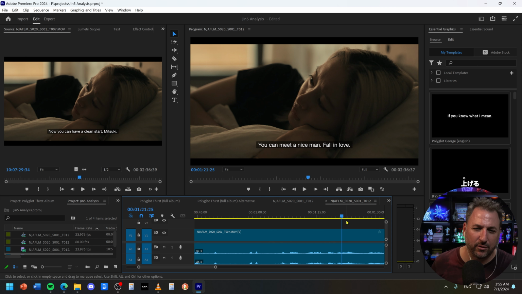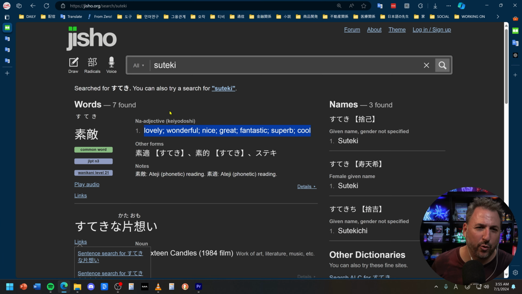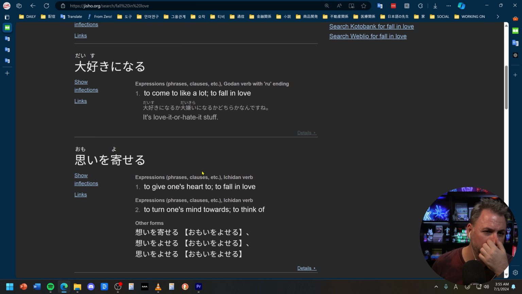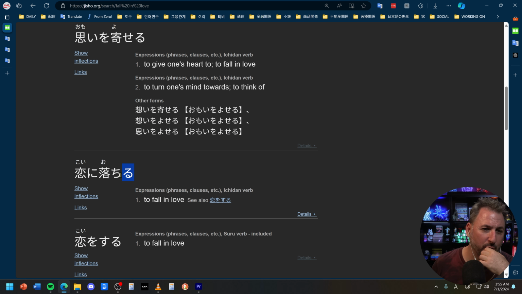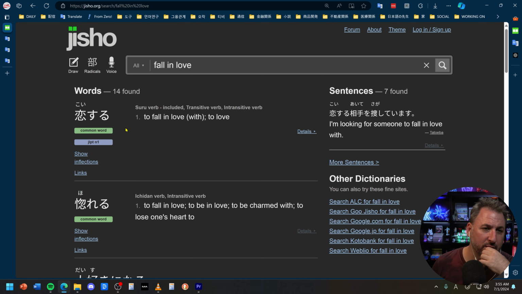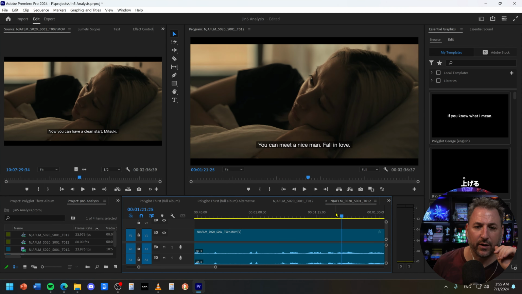Koi suru is to, so fall in love is koi ni ochiru. Or koi suru, okay, all right. I'm thinking it was only love, but what's the difference between that and koi ni ochiru? This is what I'm thinking of. Well, they're saying this is common, so koi suru aite. All right, I'll take the L on that one. Koi suru alone is fine.